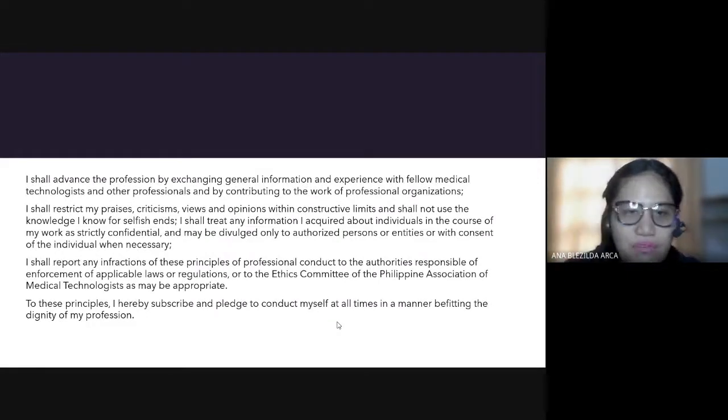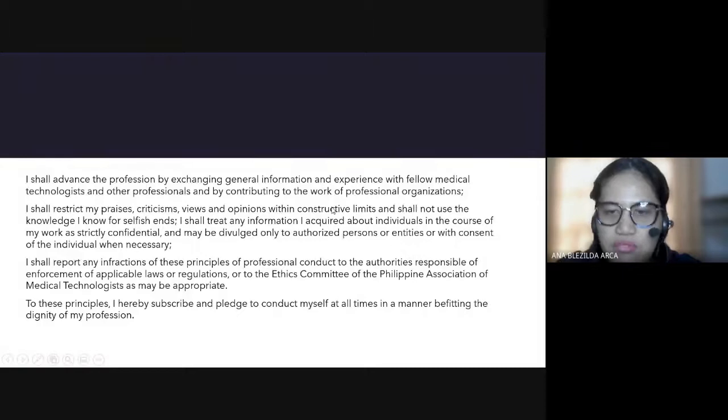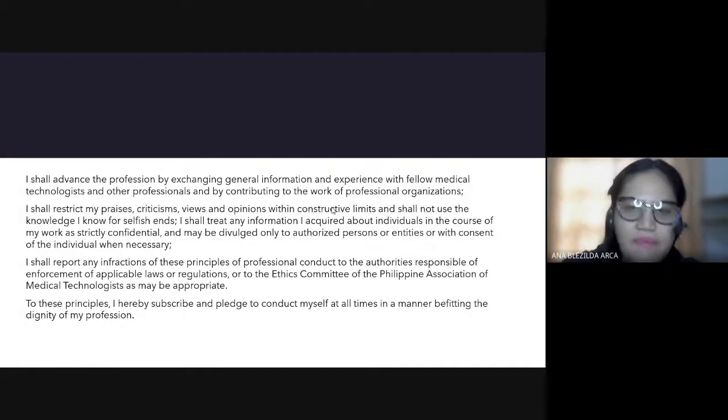And then you shall advance the profession by exchanging general information and experience with fellow medical technologists. Ayan. So kung ano man natutunan mo, for example, you're able to attend seminars and trainings, you must be able to share that, okay, to your fellow workers. And also your experience. Kung meron ka natutunan na mas magandang way, you can share that to your fellow medical technologists. And then you shall restrict your criticisms and praises and opinions within constructive limits. Ayan. So whenever you are correcting someone else in your work, kung senior ka, kinokorek mo yung mali nung bago, dapat constructive ang pagbibigay mo.